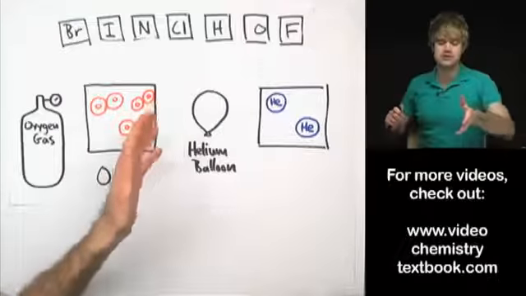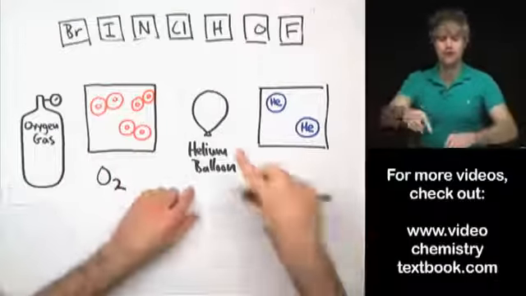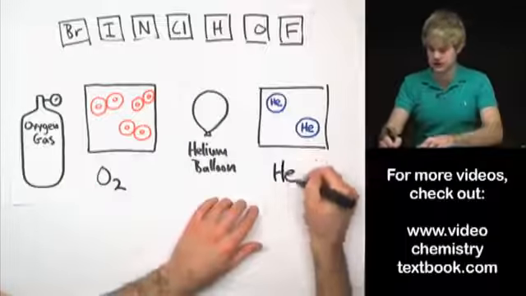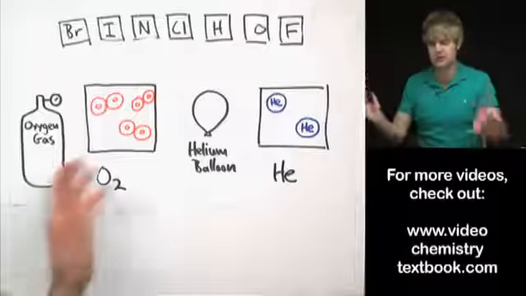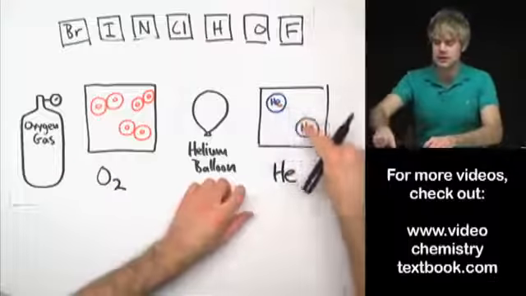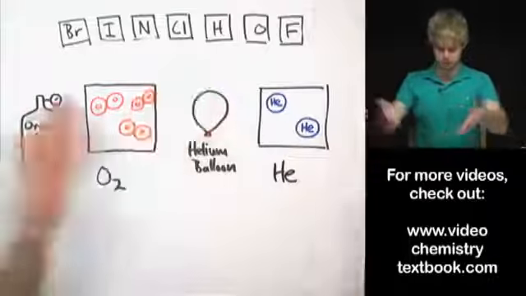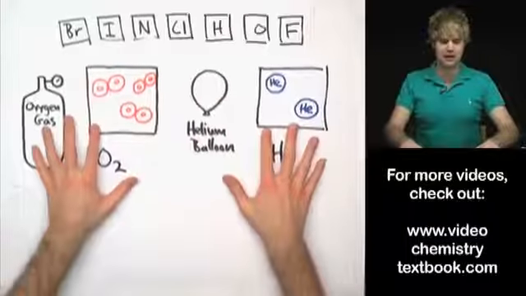But on the other hand, if someone says, write the chemical formula for the helium gas that's in the balloon, it's just He. It's not He2 or anything, it's just He. And that's because the helium atoms are by themselves, one at a time in helium.